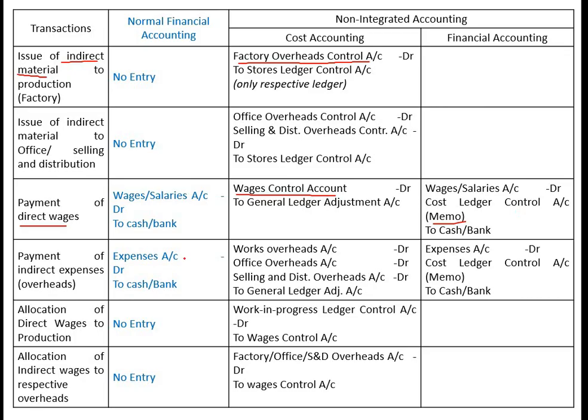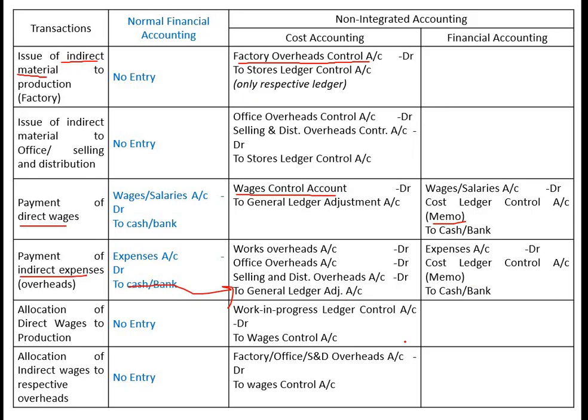So similar, if you have made some indirect expenses, the respective overhead account will be debited. Like if you have done it for the factory, then factory overhead account debit, because it is not work in progress, this is works overhead, that is factory overheads. If it is for office overheads or administration overheads, if it is selling and distribution overheads, so respective overheads account will be debited to general ledger adjustment account, because no cash and bank entry is recorded under cost accounting system. So similar way we will pass this entry with one memorandum in financial accounting under non-integrated system.